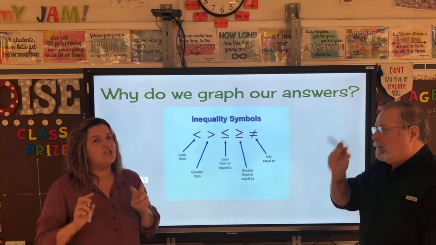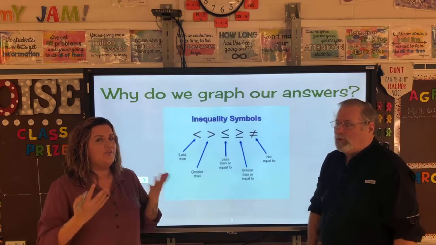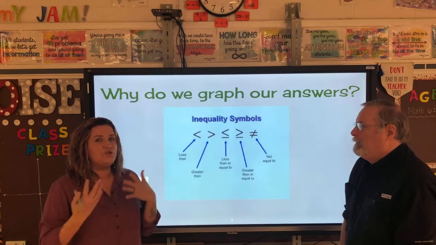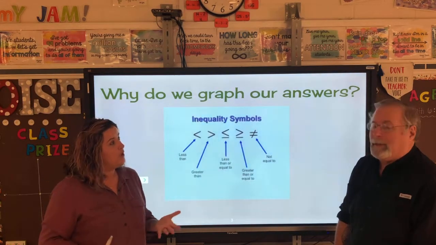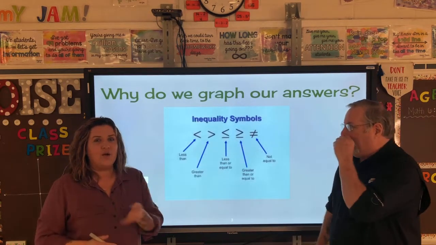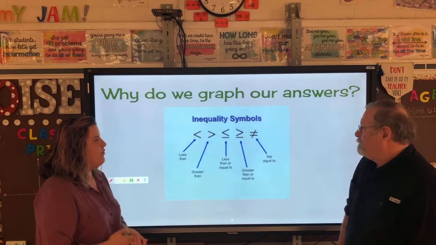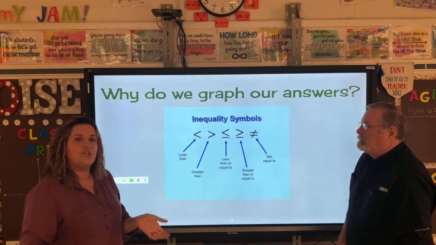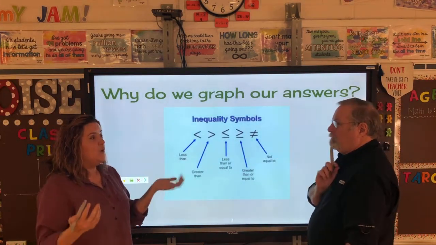That's right. And it's called a solution set, right? All of the numbers in the solution set make the inequality true. So we're looking for things that make the question true. And there's inequality symbols that we have to know. Just like the equal sign is for equations, inequalities have inequality signs.